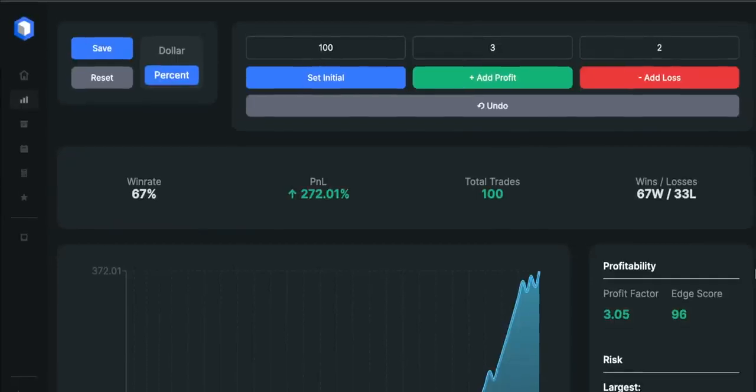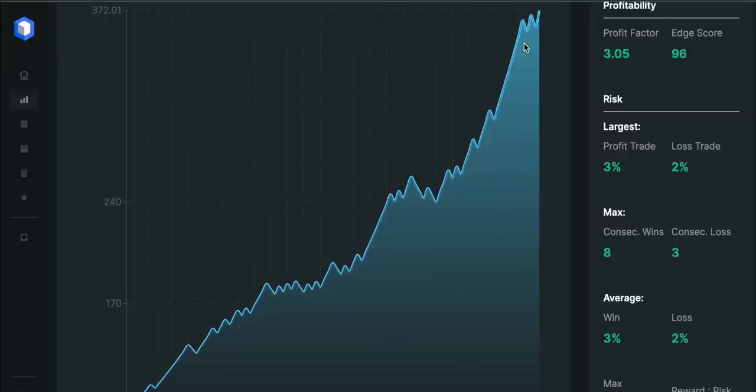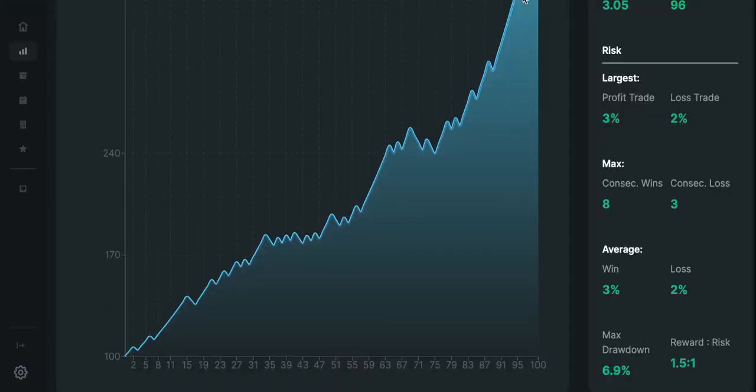The backtesting is finished and the results for the strategy are really impressive. The win rate is 67% and we gained over 270% of profit on our account. The initial account size was set at $100 and I was risking 2% per trade in order to make 3. The profit factor for the strategy is 3.05 and we had 8 consecutive wins against 3 consecutive losses. The maximum drawdown does not exceed 10%, which is really good.